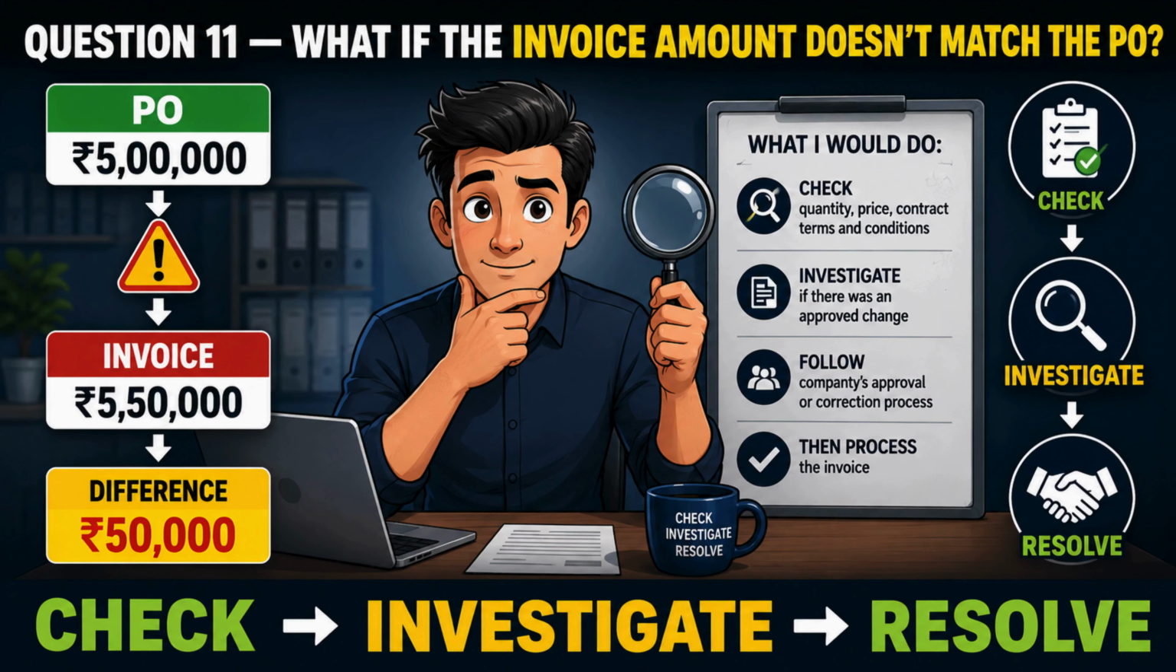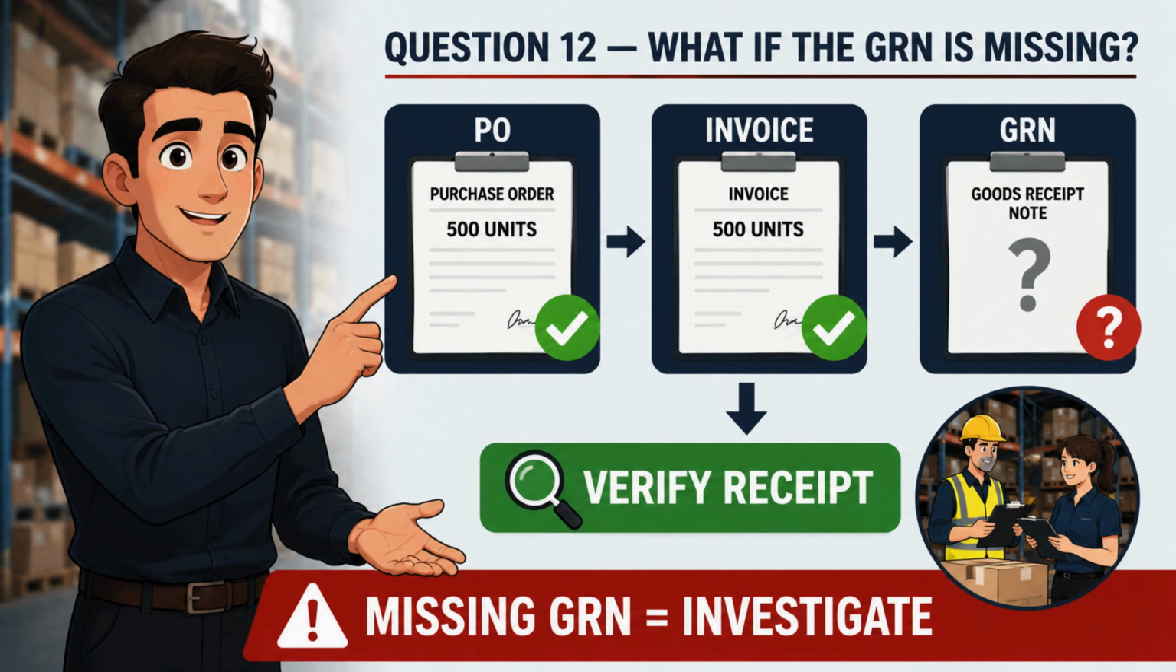Question 12. What if the GRN is missing? Suppose the PO is for 500 units and the invoice is also for 500 units, but there is no GRN. I would first verify whether the goods were actually received. Then I would coordinate with the warehouse or receiving team according to company procedure. I would not bypass a required control simply because the supplier is requesting urgent payment.